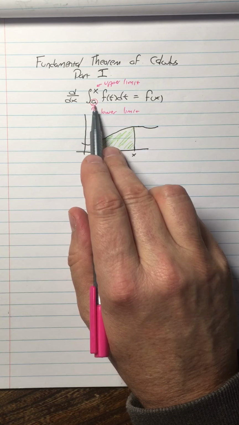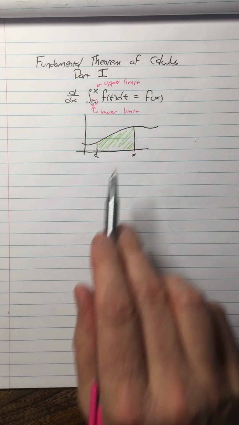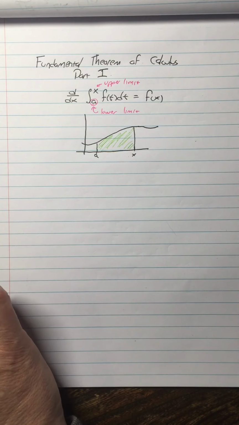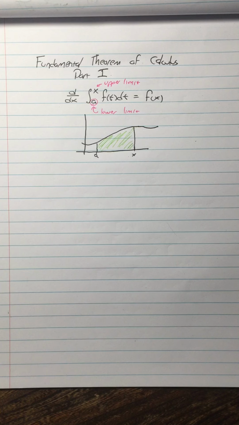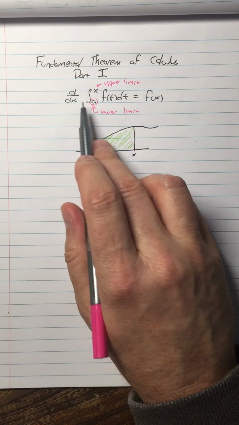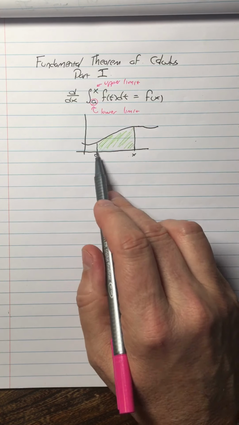This lower limit constant a is completely irrelevant to this result and doesn't matter. So I'm going to do a little bit of work to convince you why that should be. So number one, geometrically, what does the derivative of the integral from a to x mean? It means we have a picture like this.